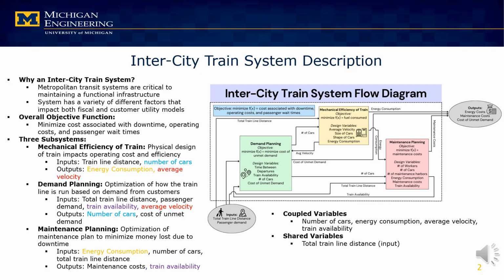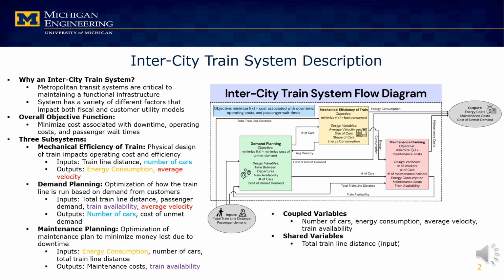Metropolitan transit systems are critical to maintaining a functional infrastructure, and the system has multiple factors which would impact both physical and customer utility models. Our system, the inner city train system, is seeking to minimize the cost associated with downtime, operating cost, and passenger wait times. The inner city train system is composed of three subsystems: mechanical efficiency, demand planning, and maintenance planning.